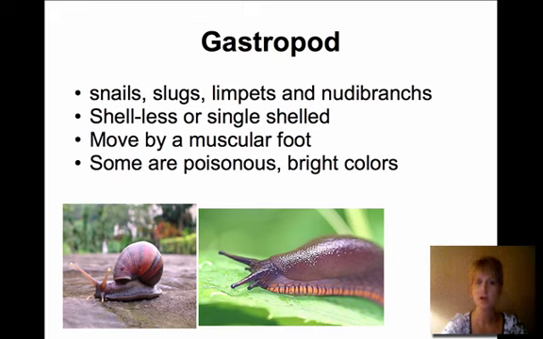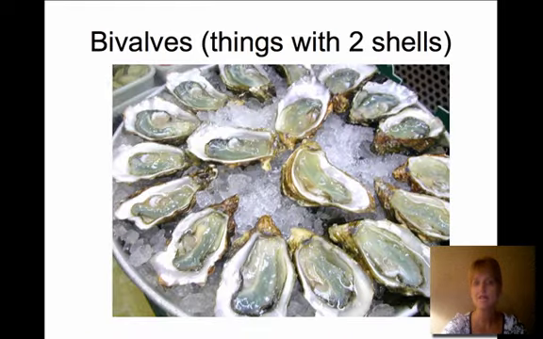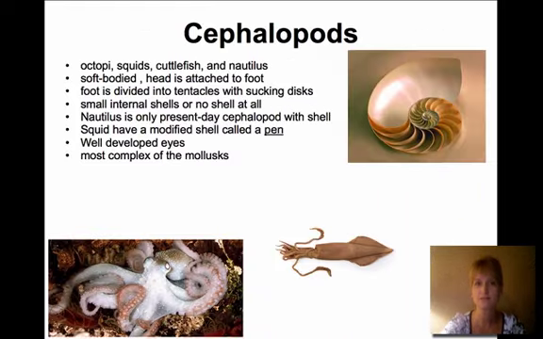So gastropods are the snails, the slugs, the limpets, and the nudibranches. Bivalves are mollusks that have two shells. And then we have the cephalopods, and these are the octopi and the squids. They have a soft body, and their foot is divided into tentacles. So the cephalopods, we see actual tentacles.